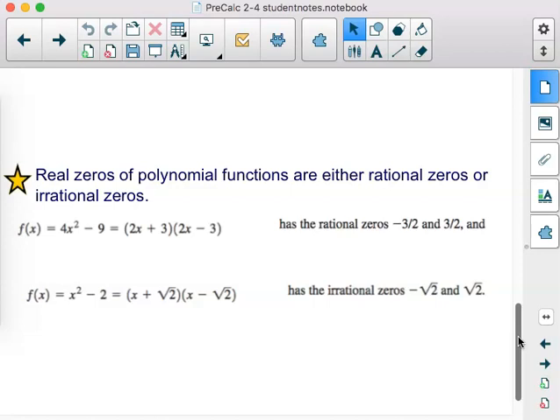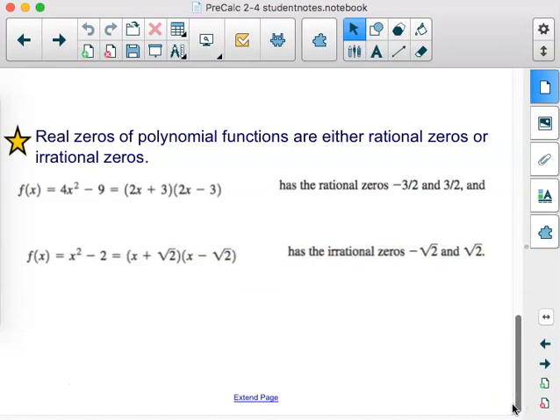The irrational zeros, we usually don't factor, and here's what I mean. If we have 4x squared minus 9, we know that's the difference of two squares, and we write it as 2x plus 3, 2x minus 3, and we find those zeros as negative 3 halves and positive 3 halves. But if we have x squared minus 2, well, that's not one of our factoring patterns. And we would think, okay, so I need two numbers that multiply to negative 2 and add to 0 since there's no middle term. And that doesn't work.